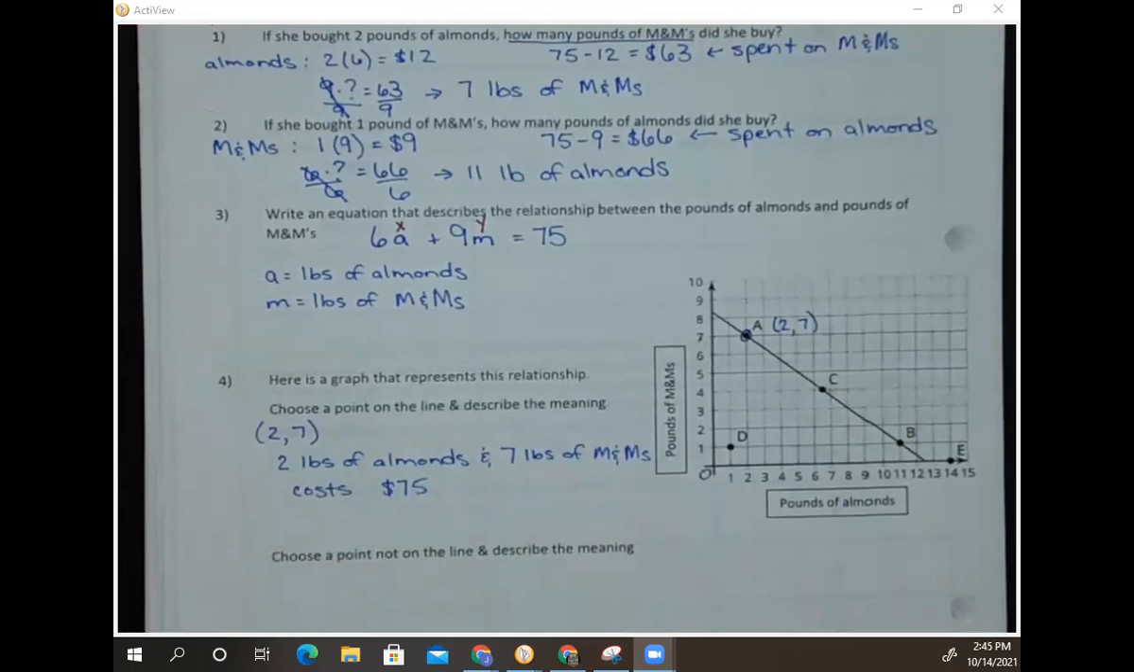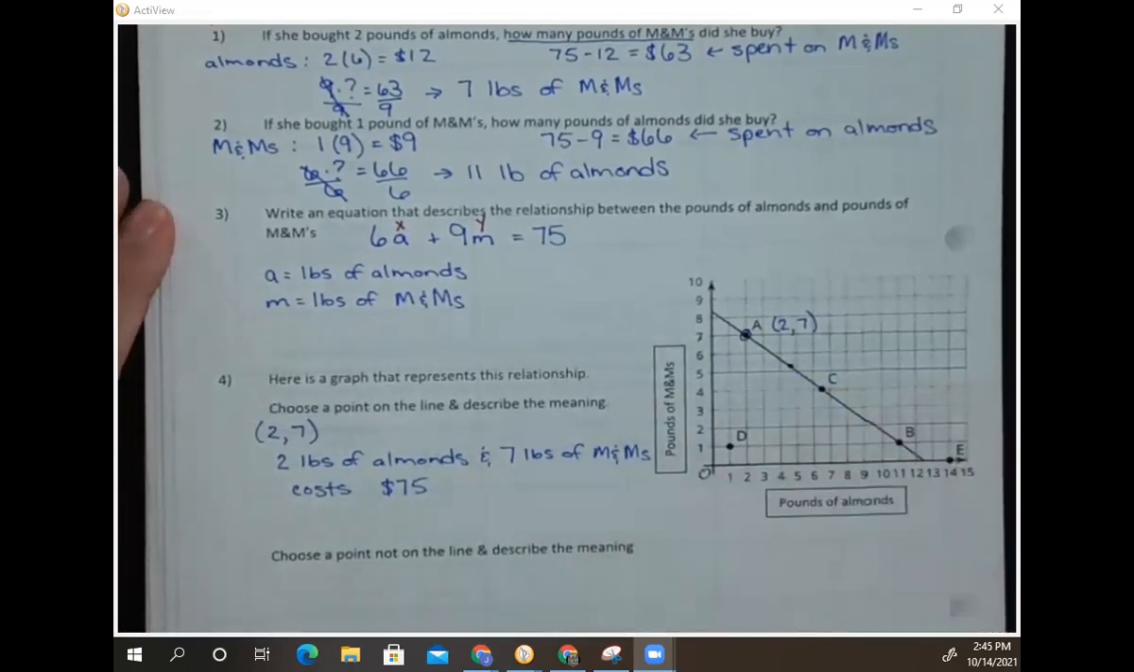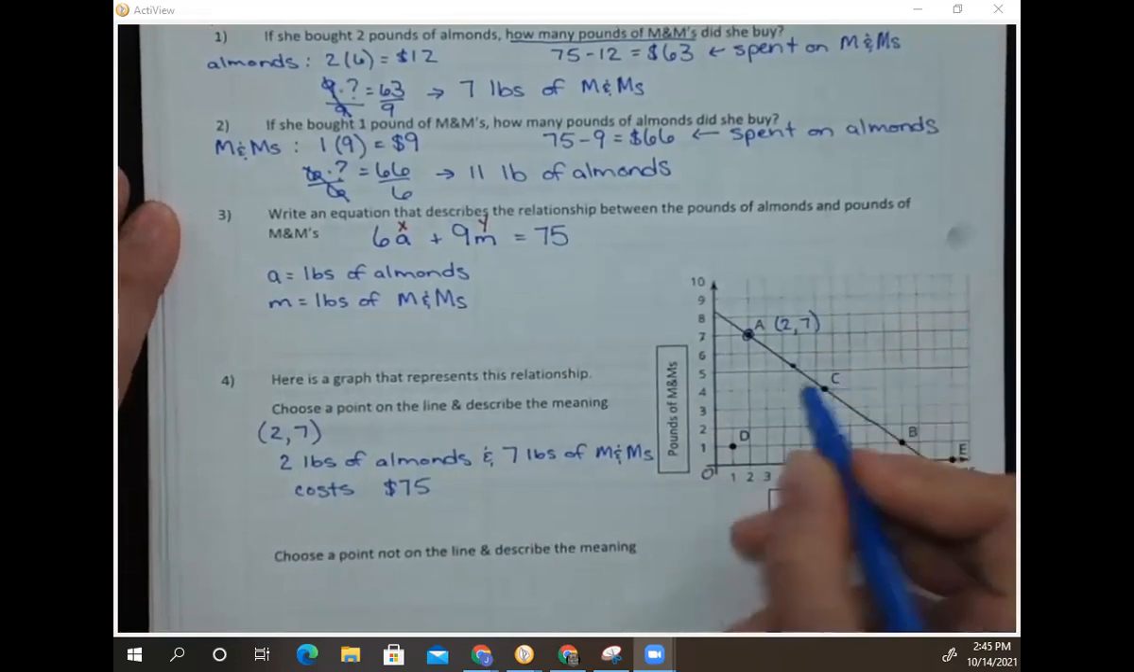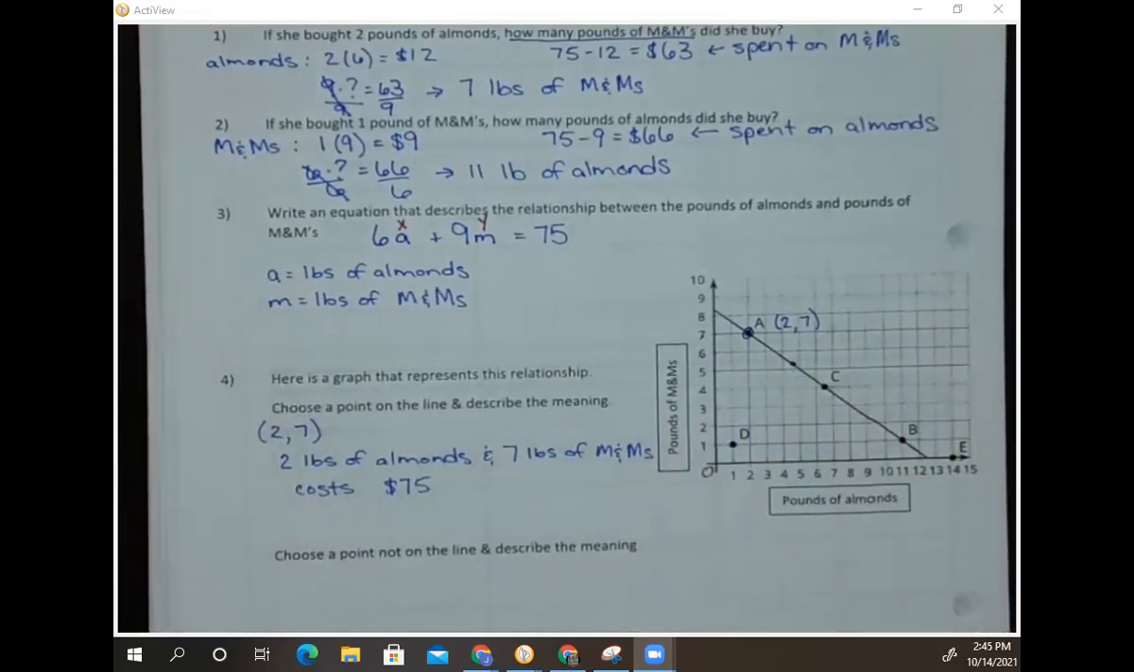And because it said at the beginning that I can buy any quantity I want, it doesn't even have to be a nice point. So like right here would be like 4.5-ish pounds of almonds and 5 and maybe 1/4 pounds of M&Ms would cost $75. Any point on the line would be amounts of these things that cost $75.